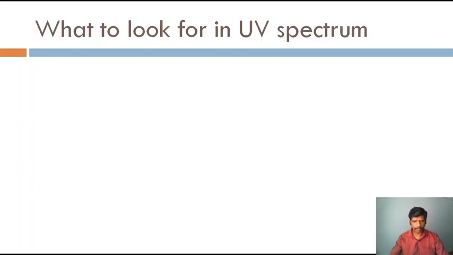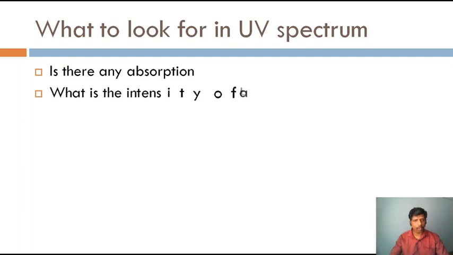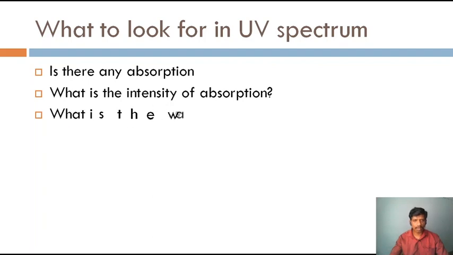Then, by seeing the UV spectrum, what do you have to look into? As I explained in the case of mass spectra, when a mass spectrum is given, you look at the highest value, the base peak and the fragmentation pattern. In a similar way, how are you going to see a UV spectrum? You can see the wavelength of absorption: is there any absorption, and what is the wavelength of absorption? And what is the intensity of the absorption? That also gives some information.